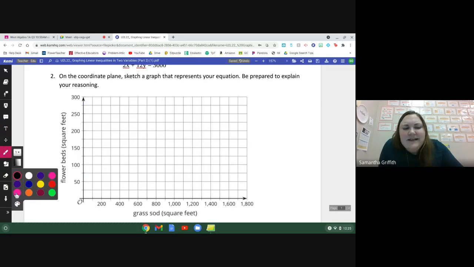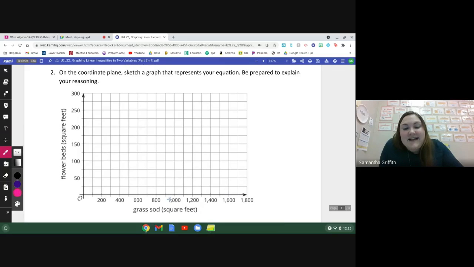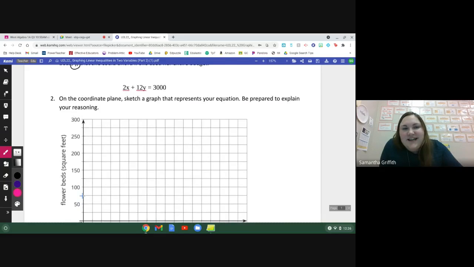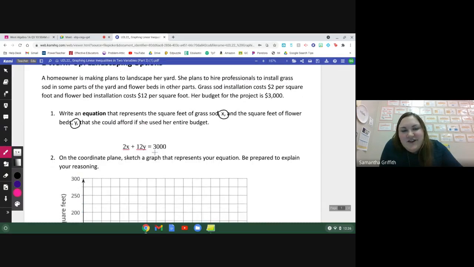To give you an example, if I wanted to find where that point is on our x-axis, that's going to be how many square feet of sod she can afford if she gets 0 square feet of flower beds. Looking at the information here, looking at your equation, if she gets 0 square feet of flower beds, how many square feet of grass sod could she afford?